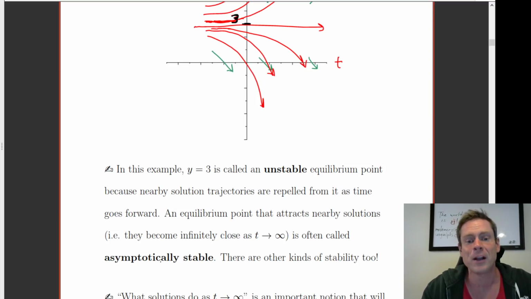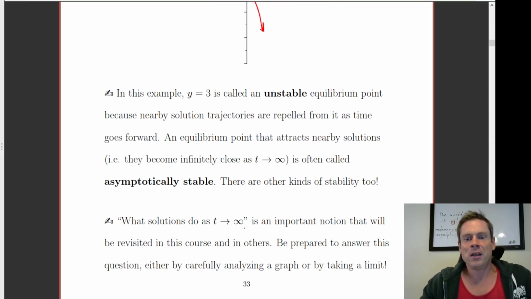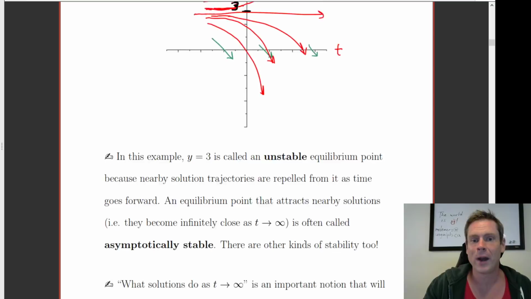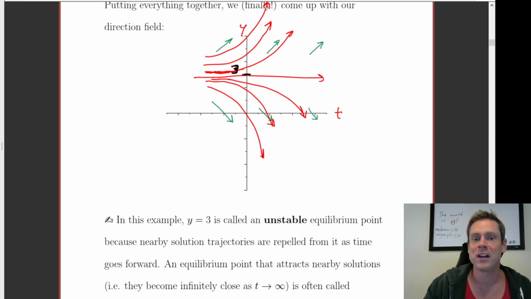There's a bigger explanation of some other kinds of stability in the For You to Try, and so I urge you to explore those too. So yeah, what happens as t goes to infinity is generally an important notion. Here, if you take a look at what happens to solutions as t goes to infinity, right?